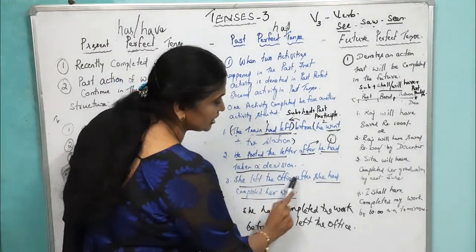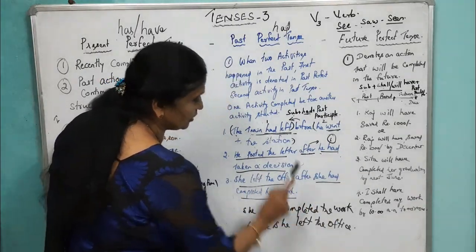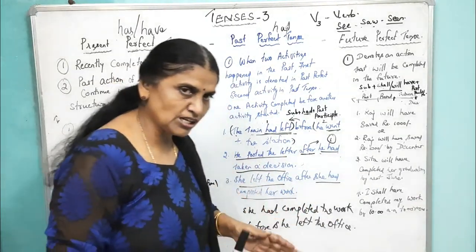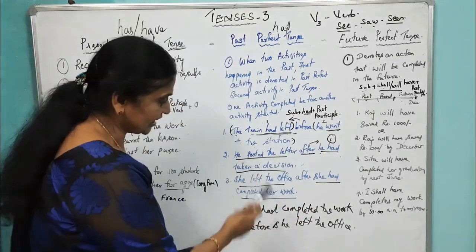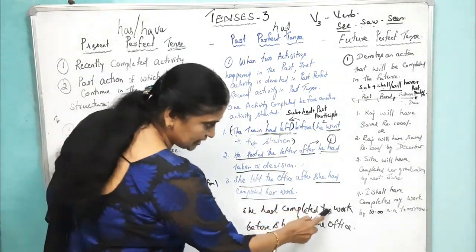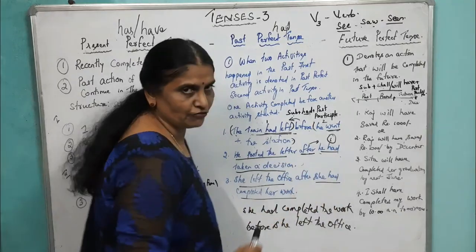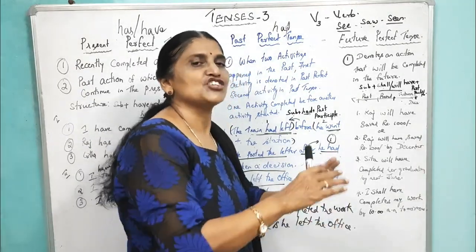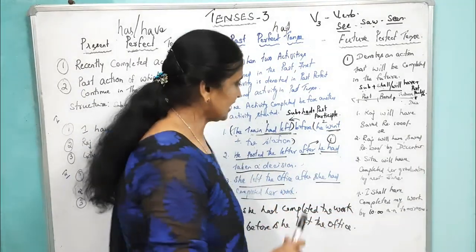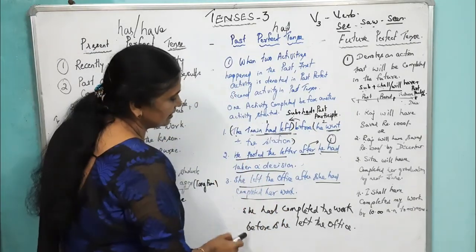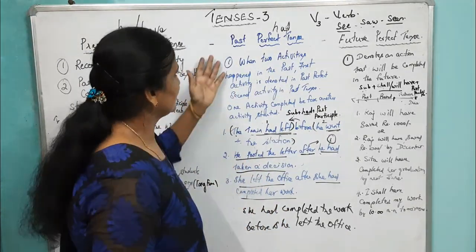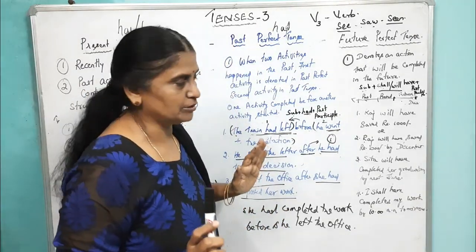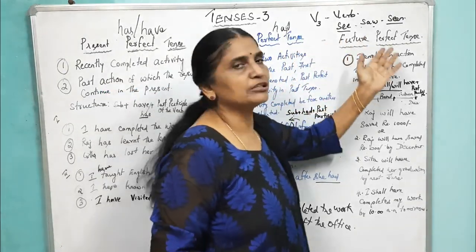She left the office after she had completed the work. So first she had completed the work, then she left the office. The second sentence says she had completed the work before she left the office. So before she left the office, she had completed the work. I think I gave you a clue, so you can never make a mistake and you can use this tense comfortably. Now let's go to the future perfect tense.